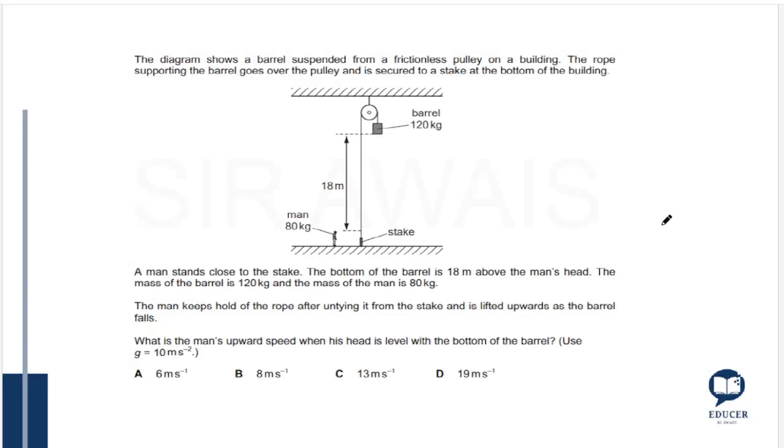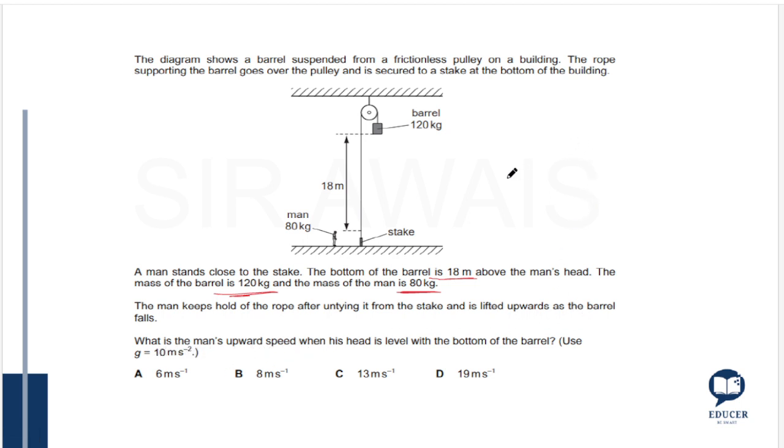So guys, here we have another MCQ. The diagram shows a barrel suspended from a frictionless pulley, and a man stands close to the stake. The bottom of the barrel is 18 meters above the man's head. The mass of the barrel is 120 kg and the mass of the man is 80 kg. The man keeps hold of the barrel. What is the man's upward speed?